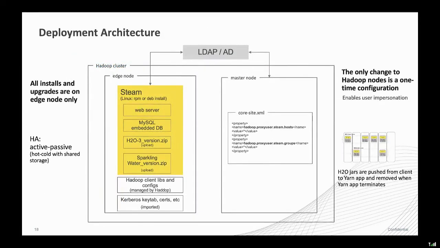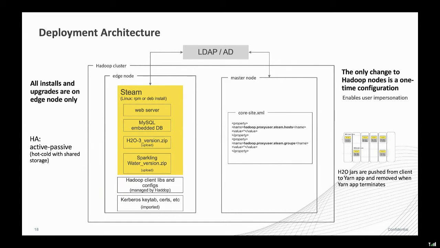So one more slide before we have a demo, and then we'll be jumping to the next topic. And I see we have about 10 minutes until we have questions, so I'll move a little bit quickly here. Basically, Steam is installed on an edge node, which means that all the Hadoop libraries are there and managed by Hadoop. So if there are any updates in the configurations for the cluster, they're also updated here. And then it's just a very lightweight install that installs a small web server and an embedded MySQL database, and then it uploads versions of H2O and Sparkling Water.